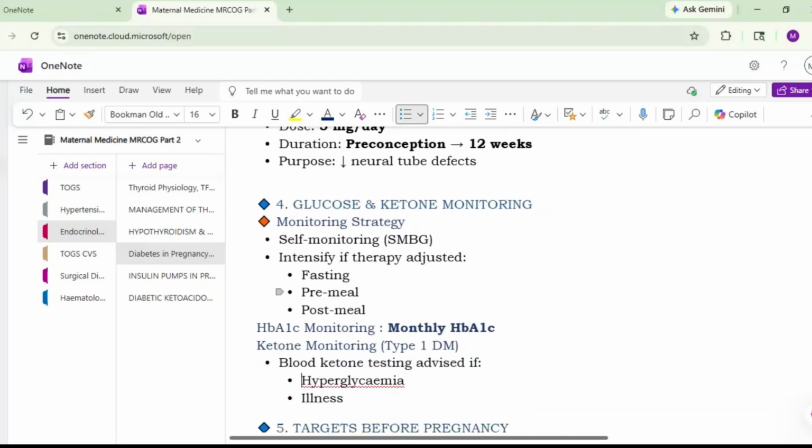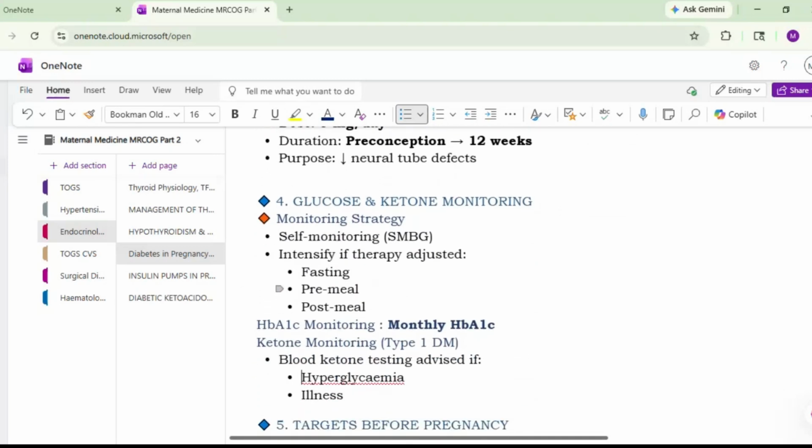Then coming to glucose and ketone monitoring. Now, what kind of monitoring for the glucose? It is self-monitoring, SMBG. Self-monitoring of blood glucose is to be done, and it may be intensified monitoring with fasting, pre-meal and post-meal checks, especially if any therapy change is there.